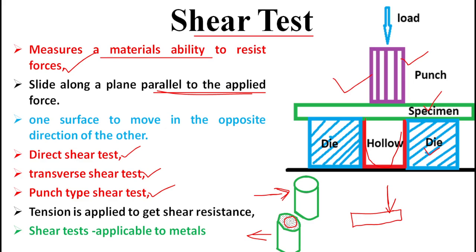The main point is that the shear test applies force to measure shear resistance. The shear test is applicable to metals also, and we mainly use it on metals. So there are three categories: direct shear test, transverse shear test, and punch type shear test. Thank you.